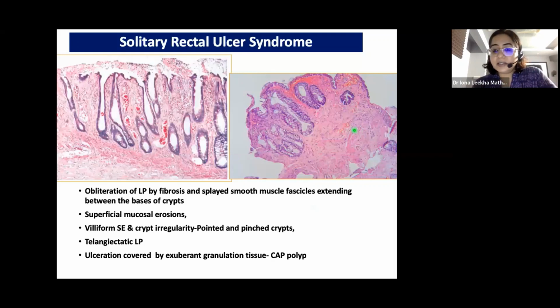There is splaying of smooth muscle fibers from the muscularis mucosa into the lamina propria. You can see the splaying of the smooth muscle fibers here. So this is the case of solitary rectal ulcer syndrome. Another thing which you notice here is there is paucity, or a reduction in the number of inflammatory cells.